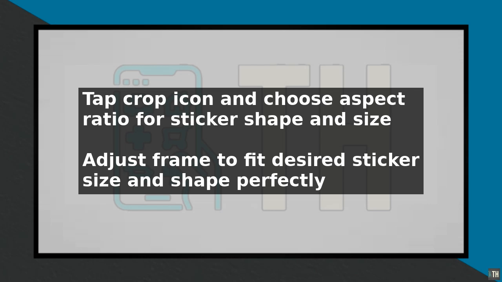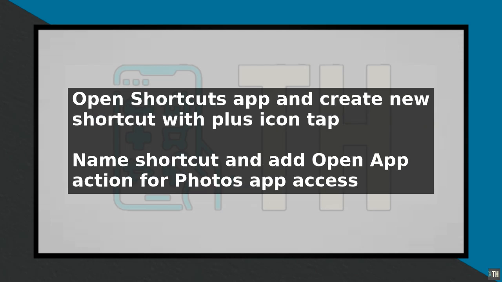You can also add the Adjust Image action to make any final adjustments to the brightness, contrast, or saturation. Finally, add the Save to Files action and choose a location to save your sticker, such as the Files app or the Photos app. Tap the Done button to save your shortcut and create your sticker.